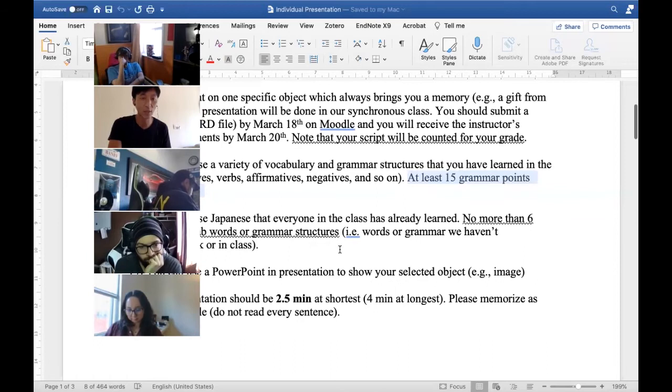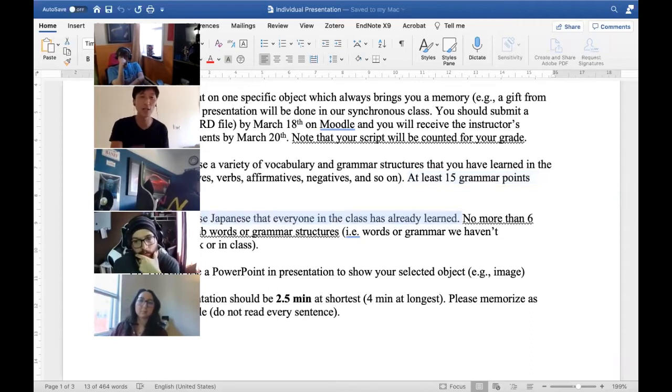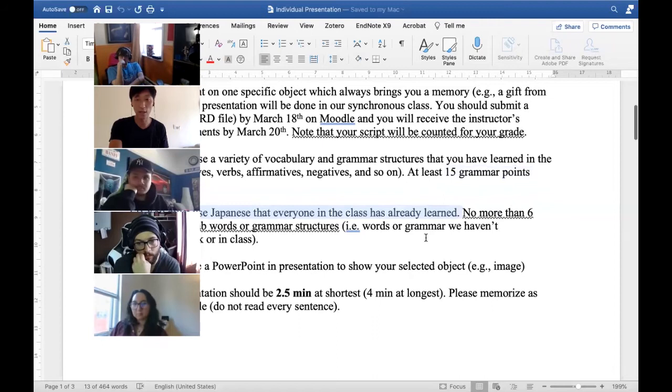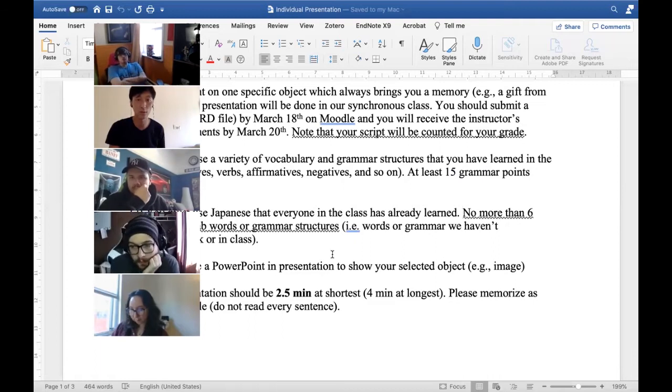Second one. You must use Japanese that everyone in the class has already learned. However, there is some vocabulary that you may want to use. For example, I want to, なんとかしたい、食べたい、飲みたい, right? たい. That could be possible, but not that much. I just decided no more than 6 unfamiliar vocabulary words and grammar structures, in order for everyone in class to understand your presentation. So 6, yeah, 6. Any questions so far? First point and second point.